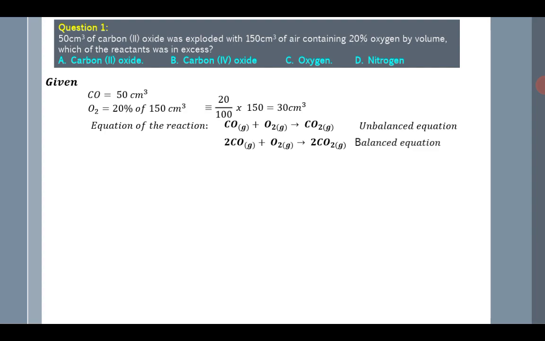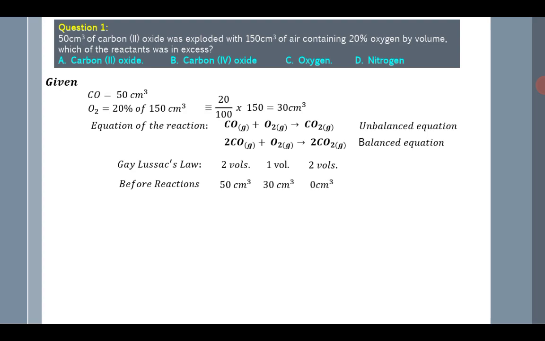Now, this question is based on Gay-Lussac's law of combining volumes, which shows that for every 2 volumes of CO, 1 volume of oxygen will always react with it to give us 2 volumes of carbon(IV) oxide, that is CO2. And so following that ratio 2 to 1 to 2, let's look at what we are given in the question. Before the reaction, we have 50 cm³ of the CO and 30 cm³ of O2, and there was no CO2.